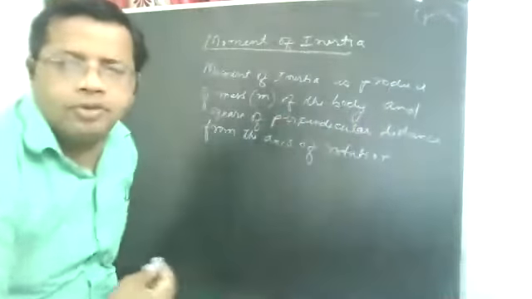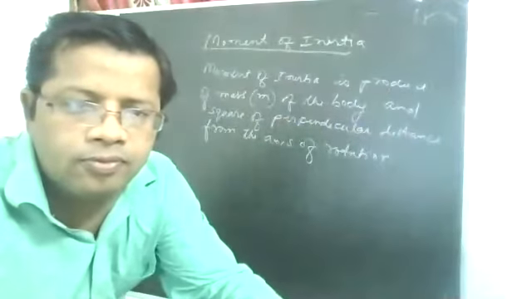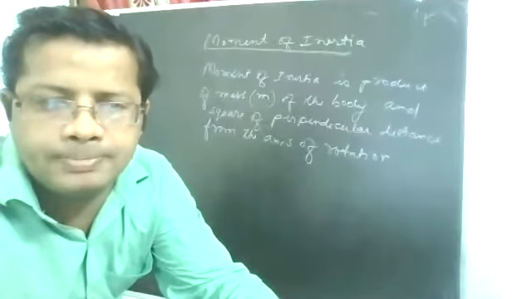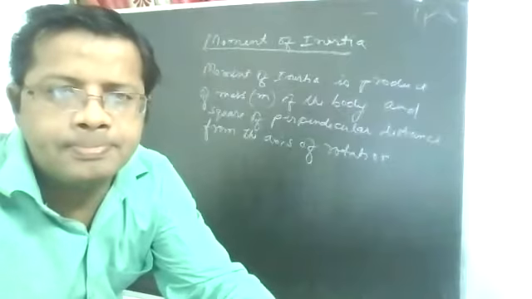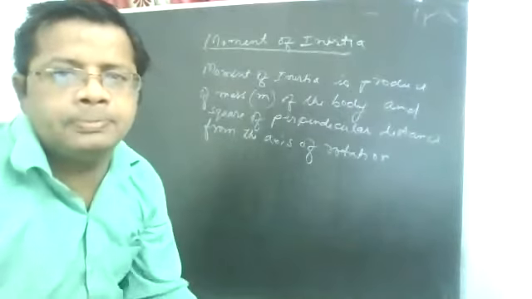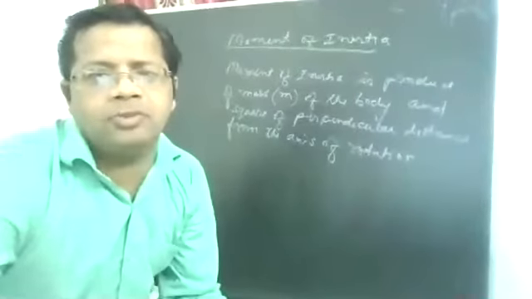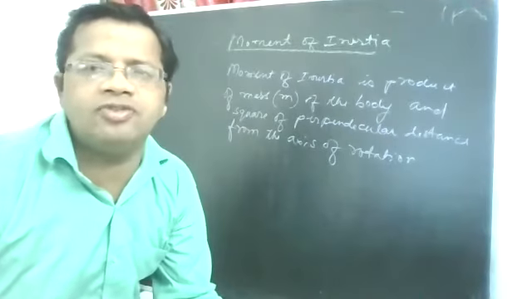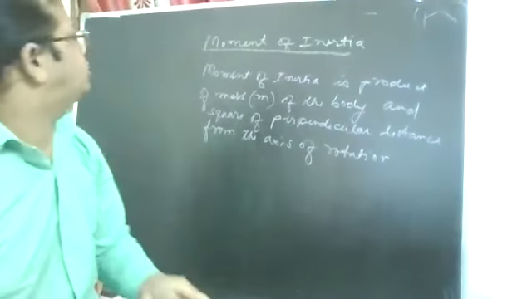So see here, all of you. Moment of inertia is the product of the mass of the body and the perpendicular distance from the axis of rotation.